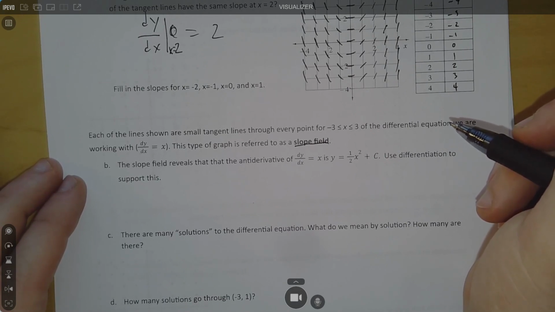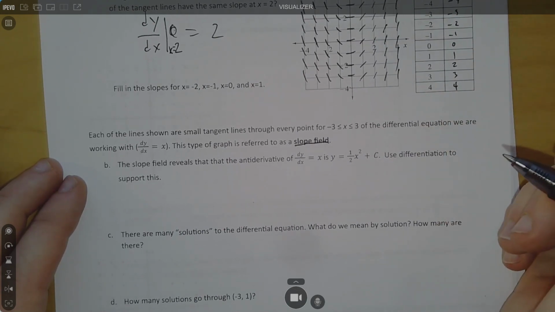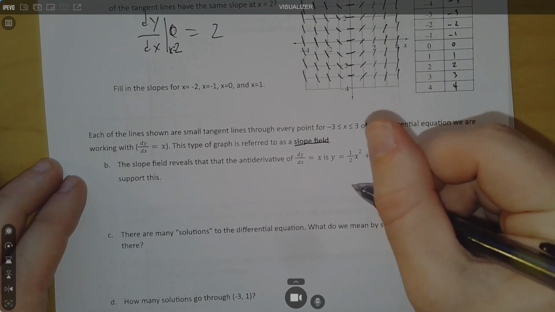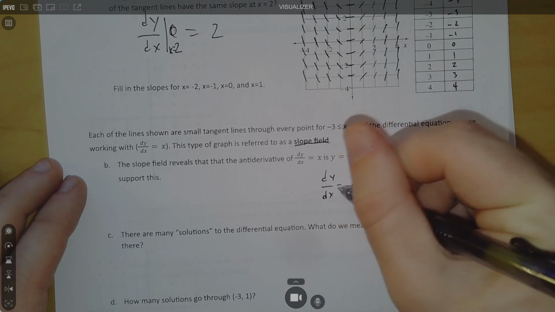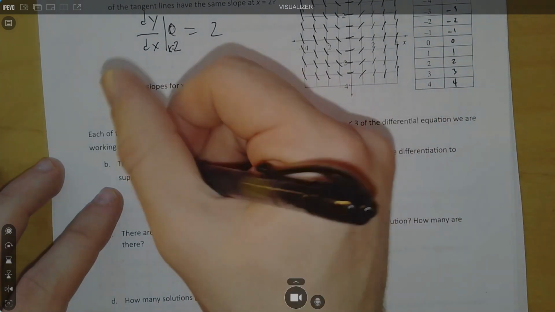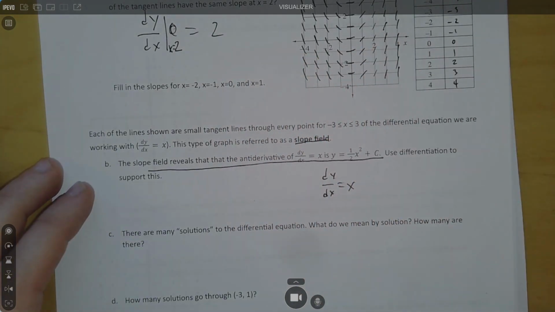Well, this is just saying take the derivative. So when we take the derivative of this, yes, we do get x. So I guess my question is, how does this reveal that the antiderivative is this?